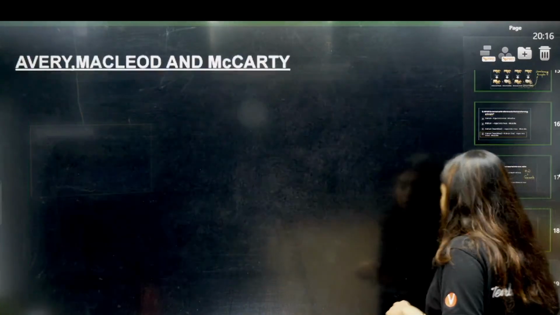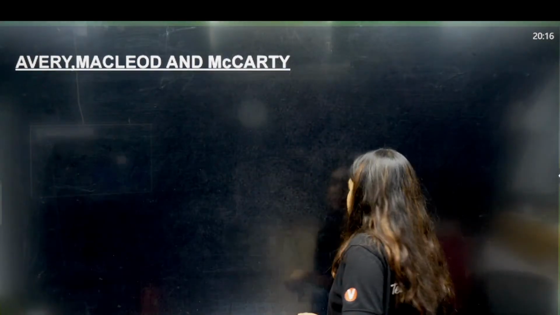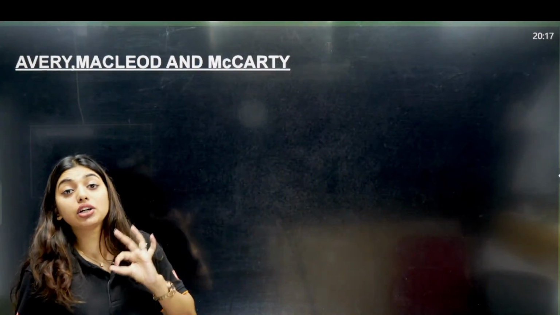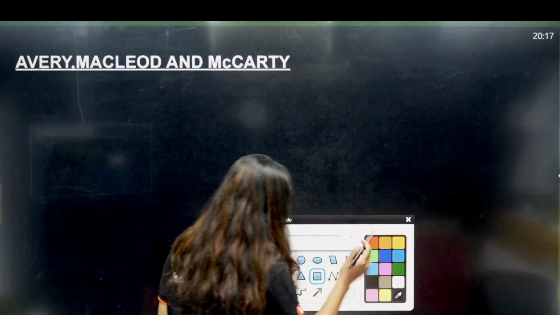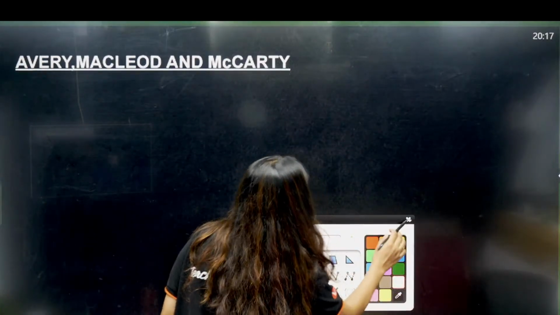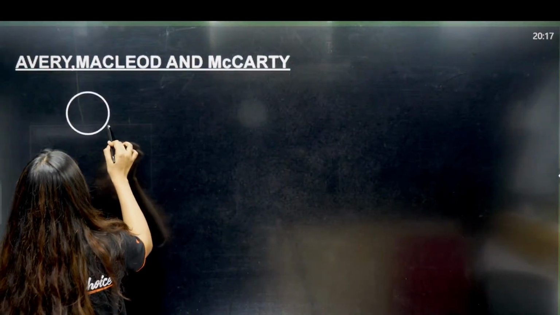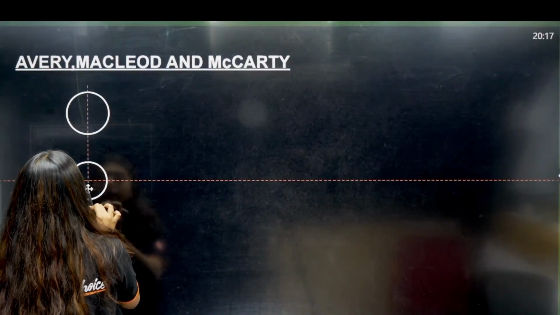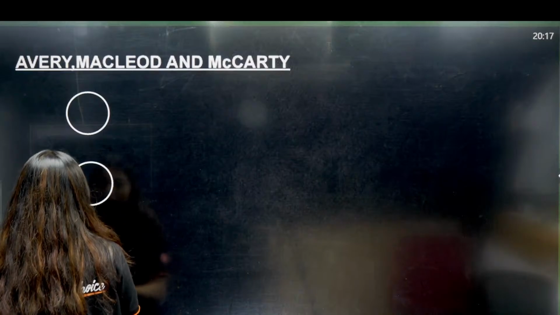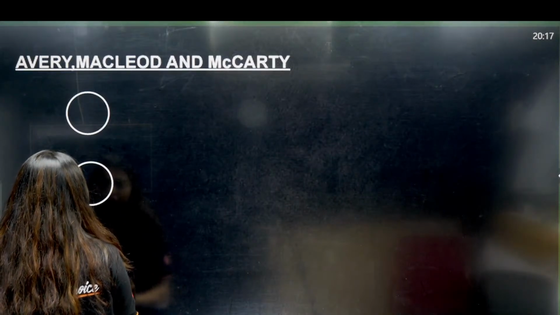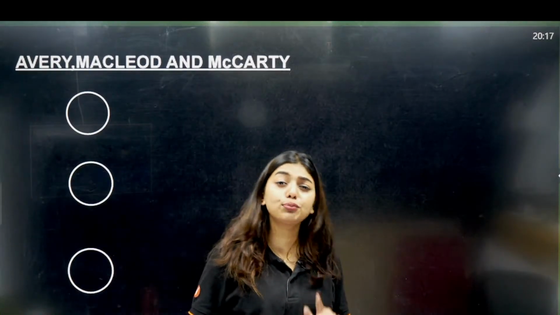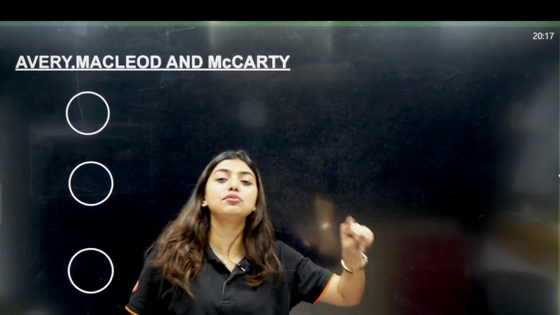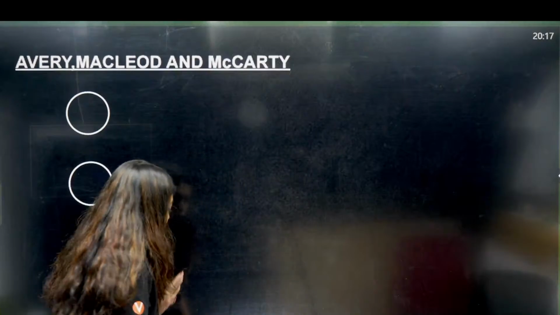Okay, we will move further to Avery, MacLeod and McCarty's experiment. Avery, MacLeod and McCarty were the next people who came after this transforming principle. They took three findings. They knew for a fact that it should be RNA, DNA or protein that has got transformed from the S strain to the R strain.